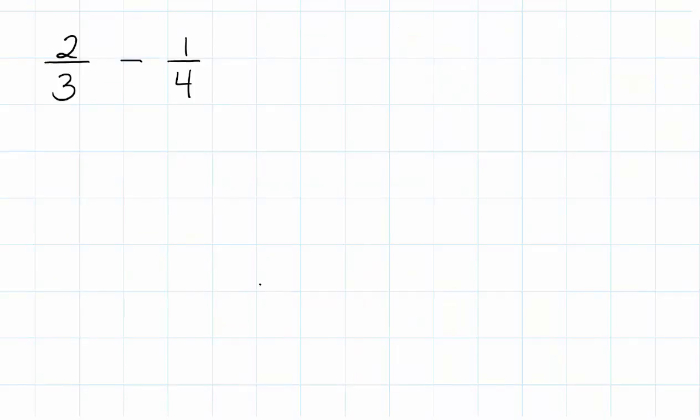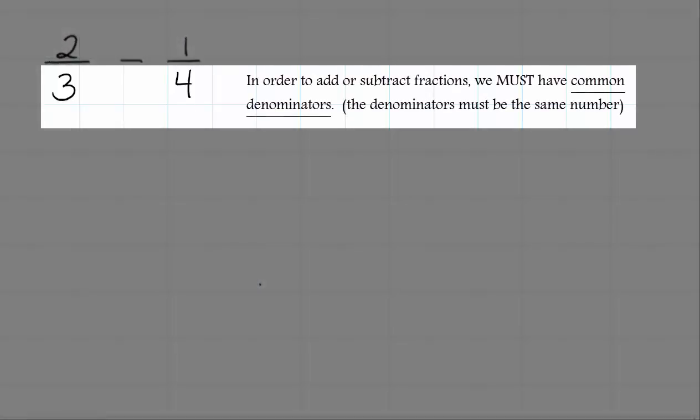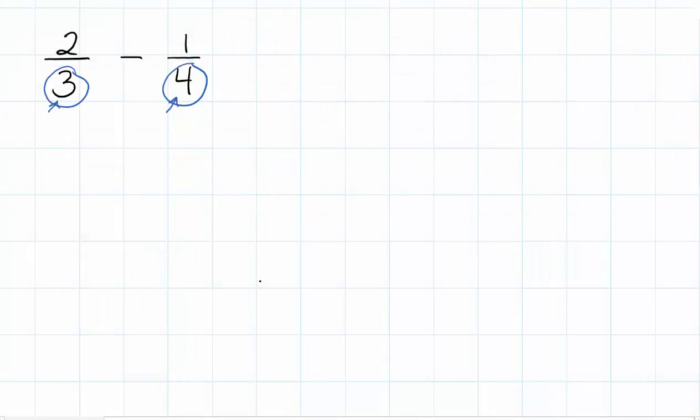All right, what happens if we have an operation where we don't have common denominators? Well, what I like to say is, let's make sure that we have a level playing field. Let's make sure that we're talking about the same number of pieces that it takes to make a whole. In this fraction, it takes 3 pieces to make a whole. In this fraction, it takes 4 pieces. But we can find some common ground.